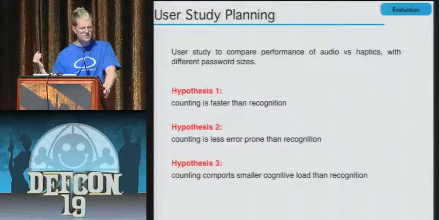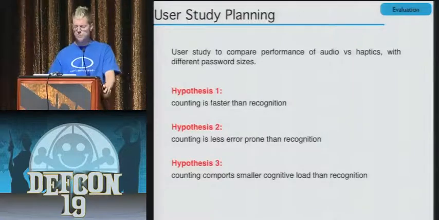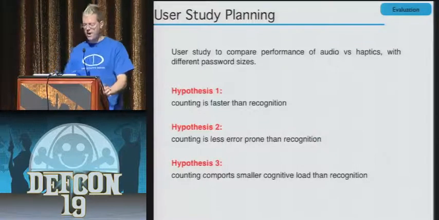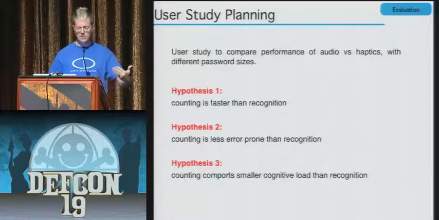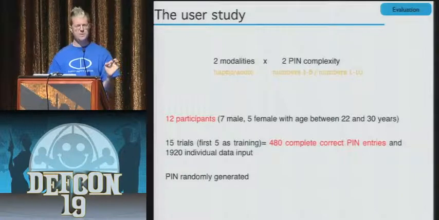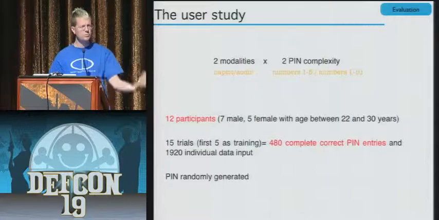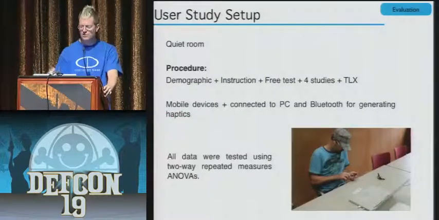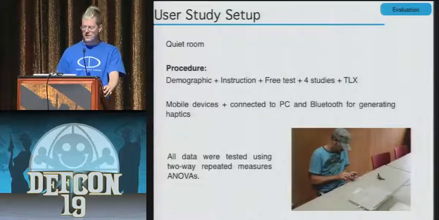So user study for this one, Andrea ran them as well, looking at three questions. Do we think it's going to be faster to count than to recognize? Do we think it's going to be more accurate to count than to recognize? And the third hypothesis, that counting will be a lower workload than recognition. So once again, haptic and audio compared, and this time pins made from either 5 or 10 possible digits, so possible movements to the left or the right. Each user got instructed, got to play with the interface, then do 4 tests, and this TLX mental workload test.